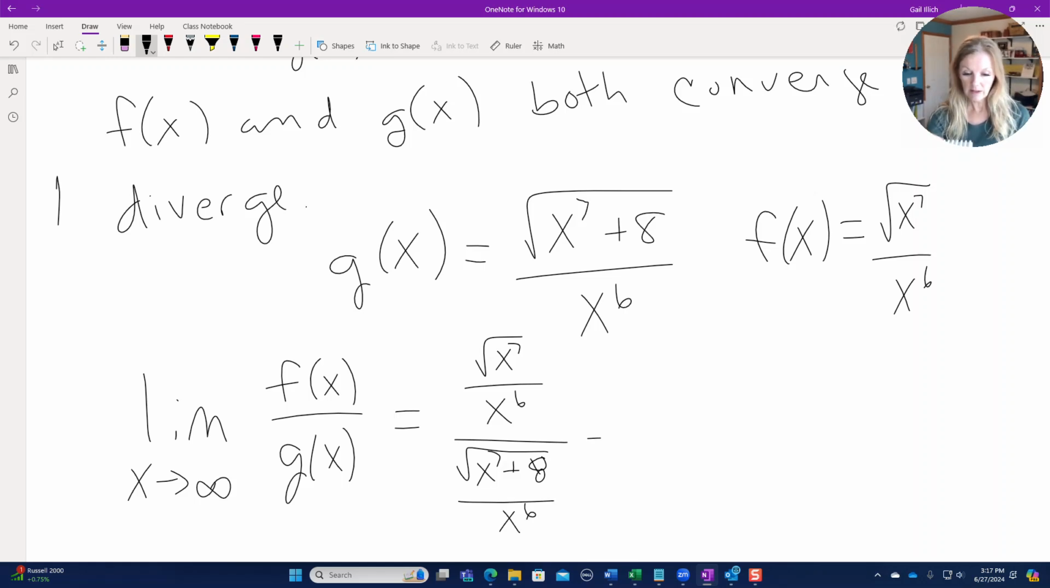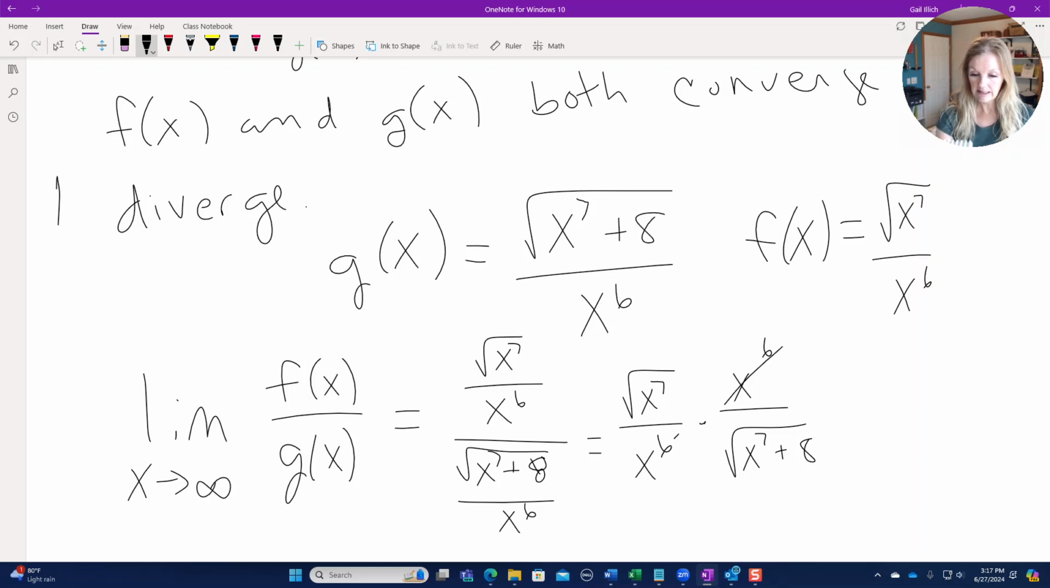All right, so you can simplify that fraction in the bottom, you can flip it. So you're going to have the square root of x to the 7th over x to the 6th times x to the 6th over the square root of x to the 7th plus 8. So our x to the 6's will cancel, and then you can put that all over 1. So this would be the square root of x to the 7th over the square root of x to the 7th plus 8.